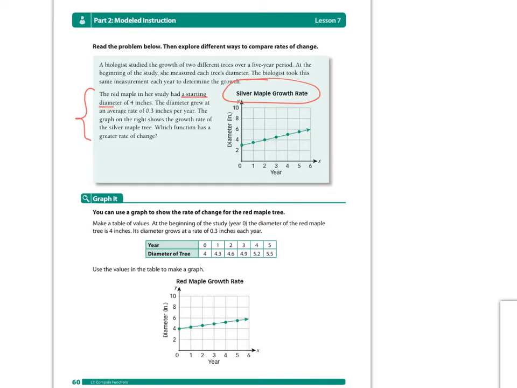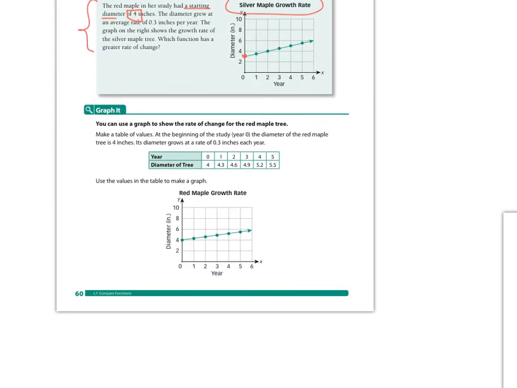Okay, so again, think initial value, right? When I think initial value, I think 4 should be the initial value. Again, this is for the red maple tree. Our silver maple tree, if you look over on our graph here, where's the initial value? Right, one of those green circles is the initial value. Yep, it's this one right here. Okay, they're so nice. They've made a table for us for our red maple tree. Again, this is the red maple tree, and then they went ahead and graphed it.